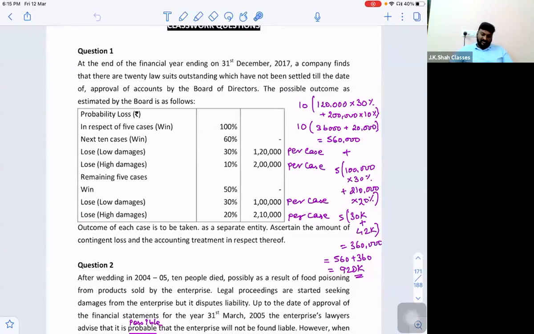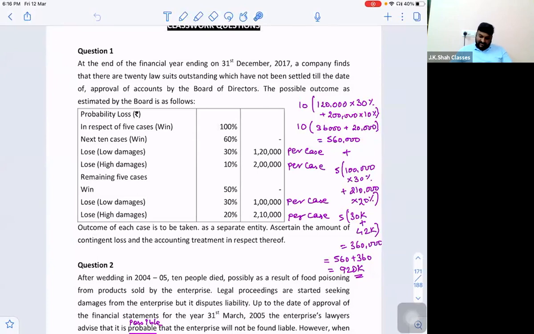In respect of the first 5 cases, the winning chance is 100%. Now, if you are 100% going to win, it means 0% you are going to lose. So what should I do with the contingency? Show it as a contingent liability or ignore it? I will ignore it because the chance of loss is 0.